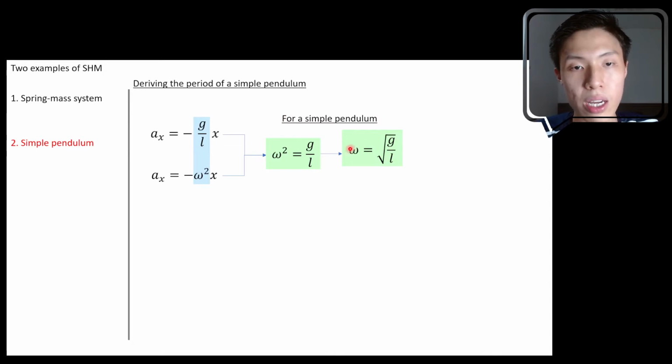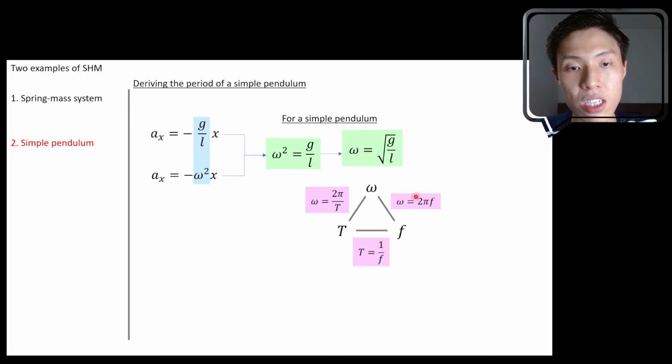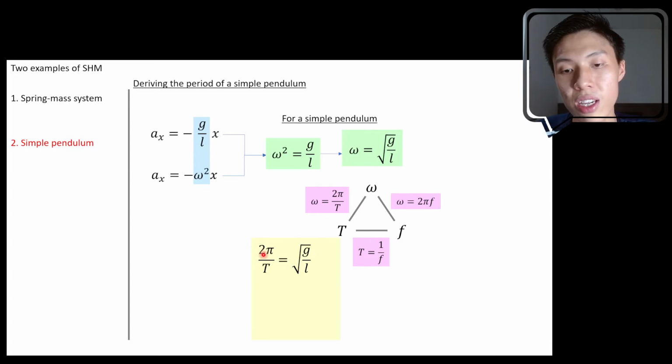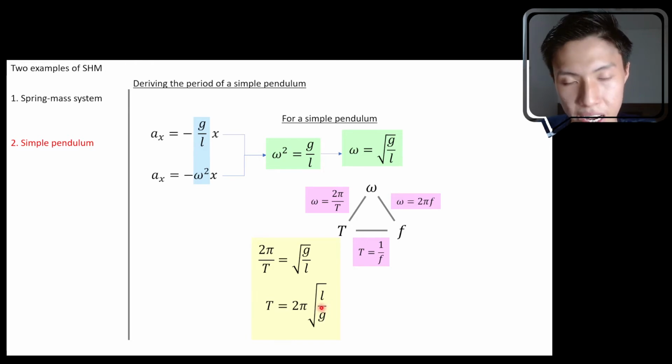Because we know the angular frequency, you can straight away relate it to period and frequency using the relationship we discussed earlier. To derive the equation for period, you substitute 2 pi divided by period to replace the angular frequency, and this is what you get. If you rearrange your equation, the period is just 2 pi times the square root of the length of the pendulum divided by gravitational acceleration. So this is the equation for period.